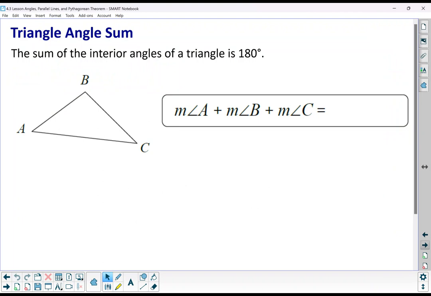The first is the triangle angle sum theorem. The sum of the interior angles of a triangle is 180 degrees. So that means if I have a triangle, maybe this triangle ABC, if I add up angle A, angle B, and angle C, it will always equal 180 degrees for every triangle.